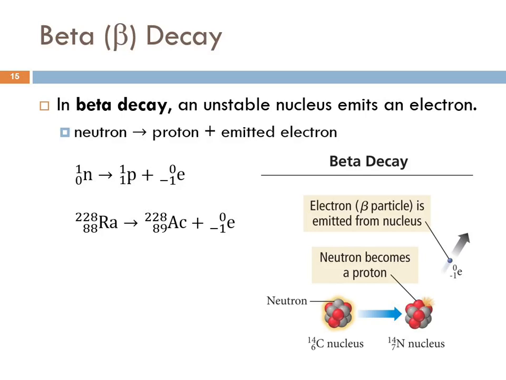Beta decay. Here we have an unstable nucleus emitting an electron. Does that bother anybody? Are there electrons in a nucleus? What? Technically, no, there aren't electrons in the nucleus. What happens is a neutron turns into a proton plus an electron, and the electron leaves. It's a little hard to get your mind around.